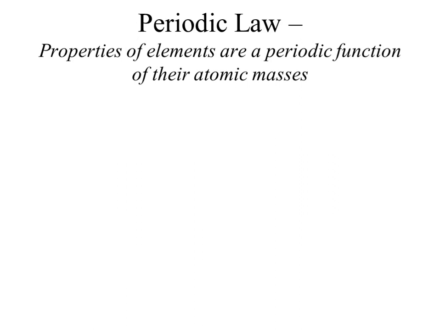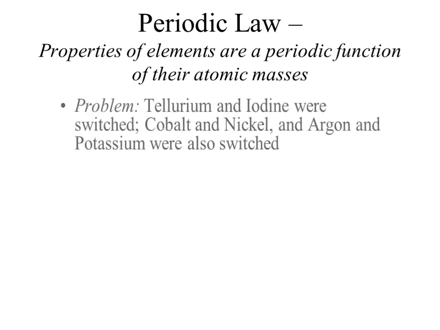So this led to the periodic law, and the periodic law was a statement that described what the elements' properties were determined by. The periodic law stated that properties of elements are a periodic, that is a repeating, function of their atomic masses.